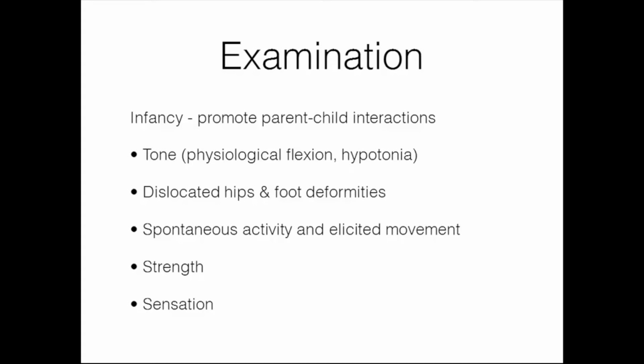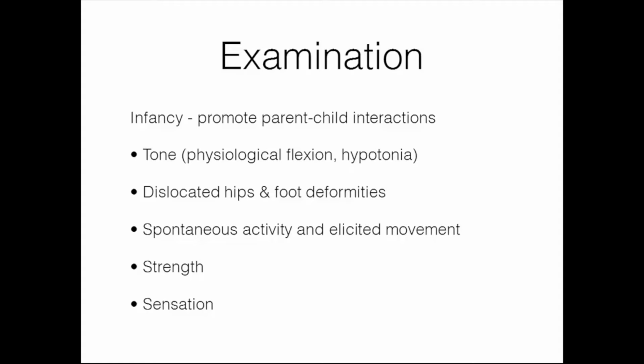So when examining the child with spina bifida, first we're going to start in infancy, and really our focus at this age is promoting parent-child interactions. Parents are often very fearful of handling their child with spina bifida, particularly when they do have that lesion on the back. So we really want to help parents become more at ease in handling their child. We want to look at tone. Obviously, we want to see physiological flexion in our young babies, but we sometimes in this population will end up seeing hypotonia. So we just want to make sure that what we're seeing is typical physiological flexion, that we don't have too much tone, and also that we're not floppy.